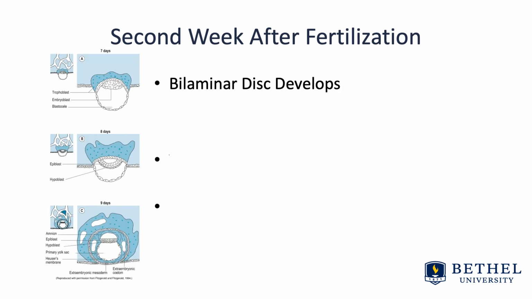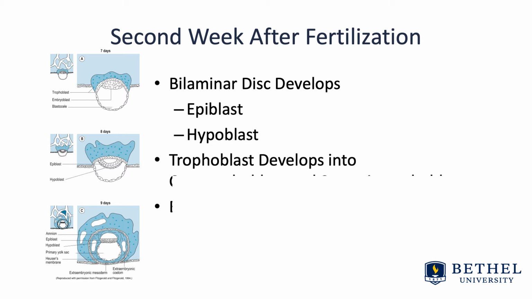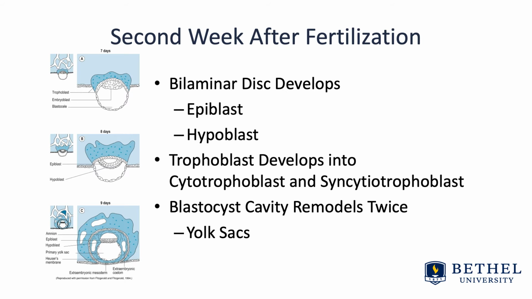So when you look at the blastocyst, there's the bilaminar disc that's developing, and there's 2 layers with that, which is your epiblast and your hypoblast. And while that's happening, the trophoblast is developing into the cytotrophoblast and the syncytial trophoblast, which becomes, if you'll remember, more of that placental development. That blastocyst cavity actually remodels twice, and there is the primary yolk sac and then the secondary yolk sac. The secondary yolk sac is the one that we're seeing on ultrasound when we're looking at those early ultrasounds. So a lot of stuff happening.